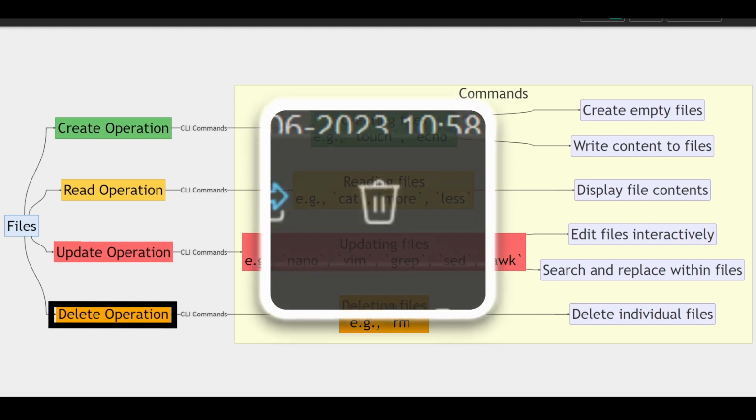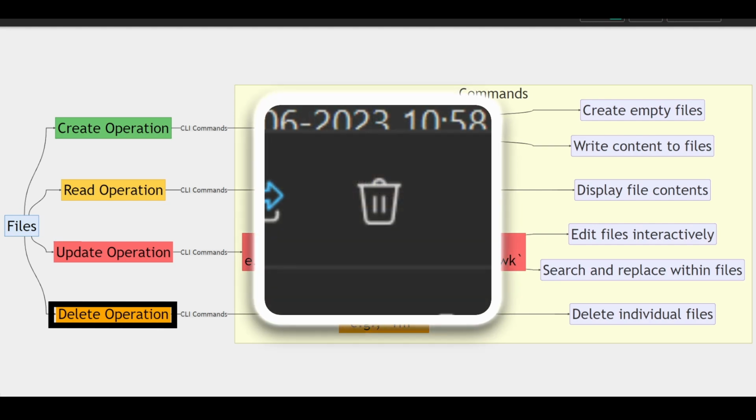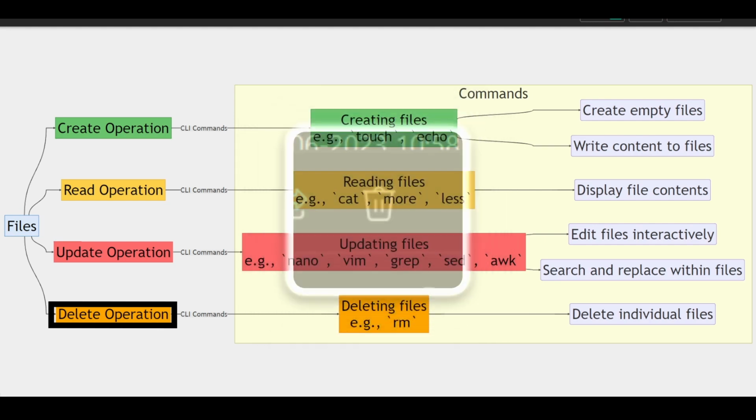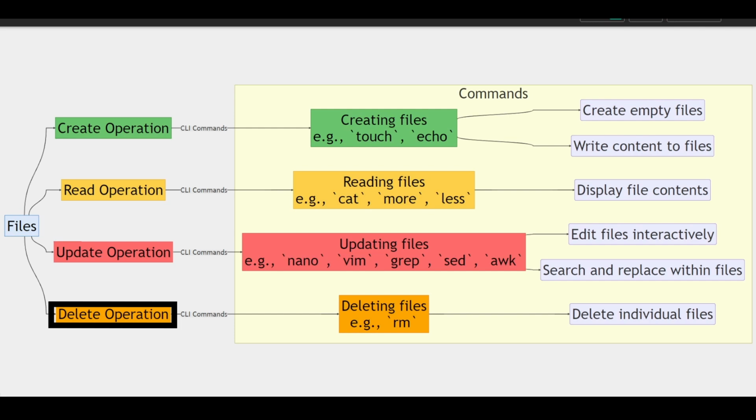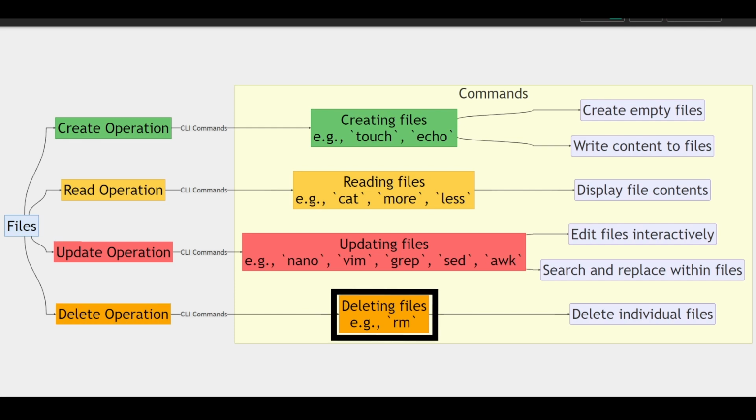Delete operation. The delete operation is like removing or throwing away something you no longer need. Just like tidying up your room, sometimes we need to delete files that are no longer necessary or taking up too much space. To delete files, we use the CLI command rm. It's important to be careful when deleting files because once they're gone, they can't be easily recovered. Always double-check before deleting to make sure you don't accidentally remove something important.